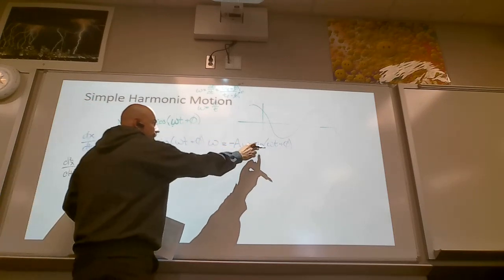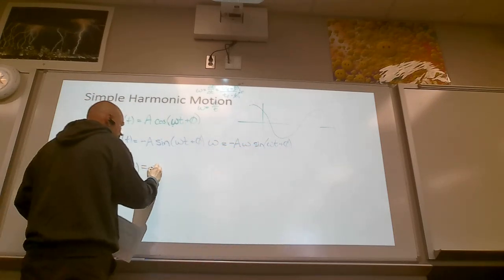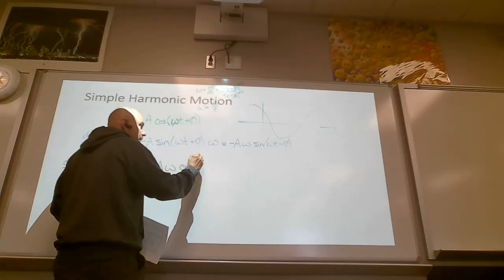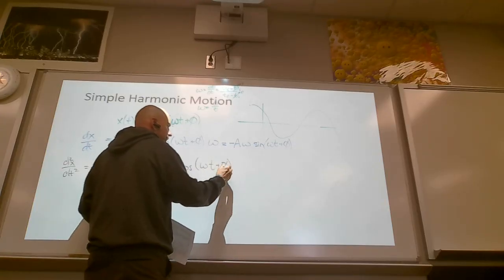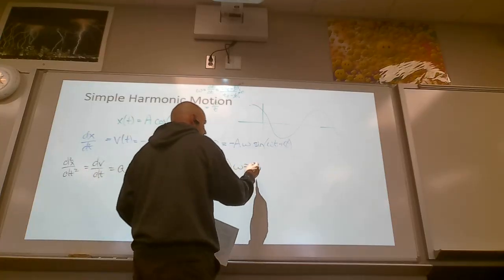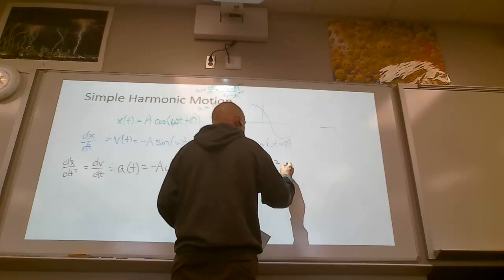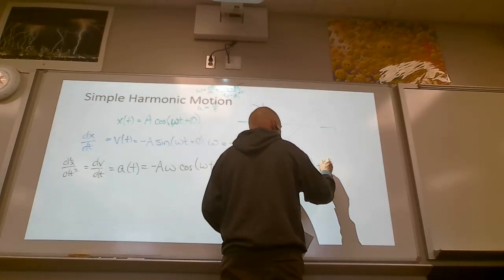So the derivative of negative sine is a negative cosine. So we're going to get negative A omega cosine omega t plus phi. Take the derivative of the inside, I get another omega. So you'll see it written like this: negative A omega squared sine omega t plus phi.